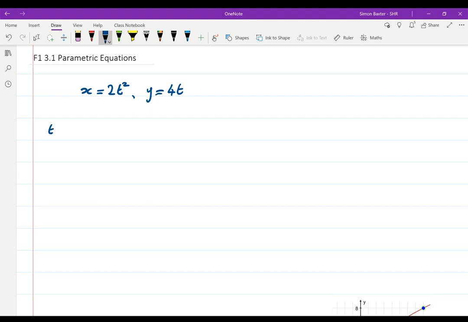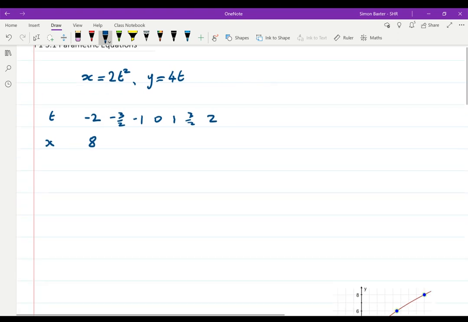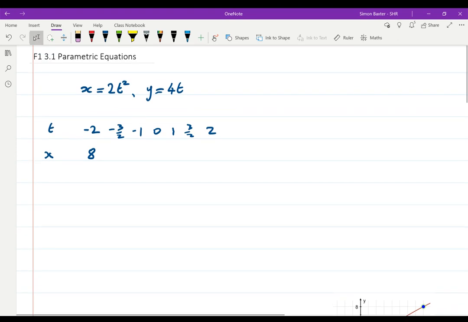So if we take values of t, which could be -2, -3/2, -1, 0, 1, 3/2, and 2, x is 2 times t squared. 2 times -2 squared is 8. 2 times -3/2 squared is 9/4 times 2, which is 9/2. 2 times 1 squared is 2, and 0 squared is 0. These are just going to repeat because there's no minus.